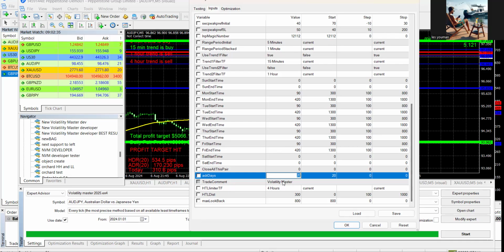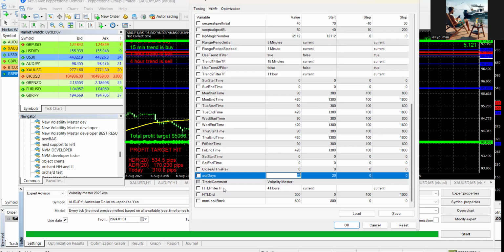Trade comment. If you look at the comments on the trades on your MT4 platform, if you have comments turned on, you'll see that the trade's been taken out by Volatility Master. And these last three settings are a new feature to this latest version, and it's HTF limiter TF. So that's higher time frame limiter time frame.